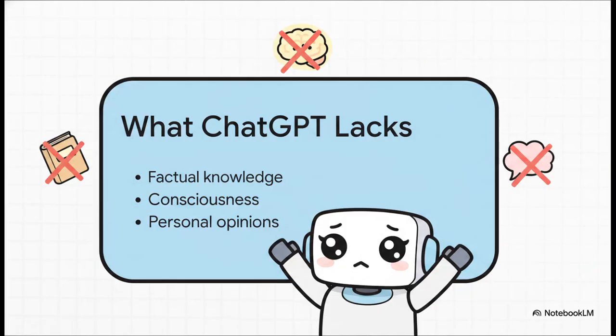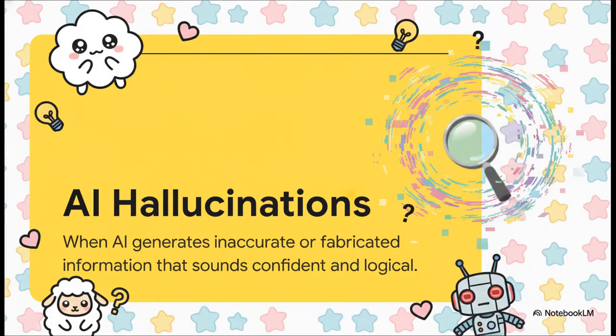But because it's fundamentally just predicting text, it's missing a few absolutely crucial things we usually associate with human communication. It has exactly zero real-world factual knowledge, no consciousness, no personal opinions whatsoever. It doesn't actually know what it's saying to you. It only knows the math, the probability that certain words belong together in whatever context you gave it. And that purely statistical approach, that is exactly what leads to AI hallucinations.